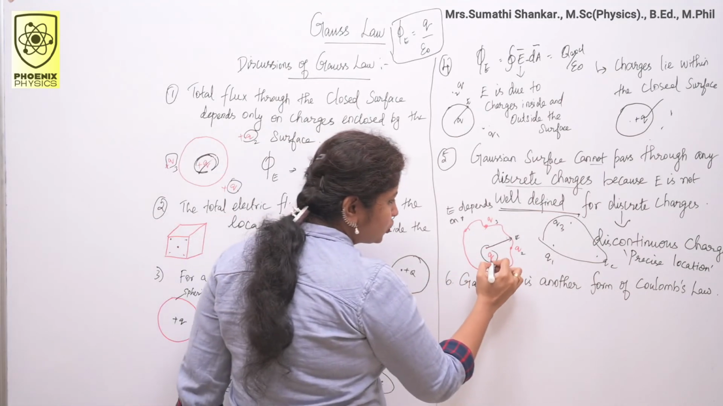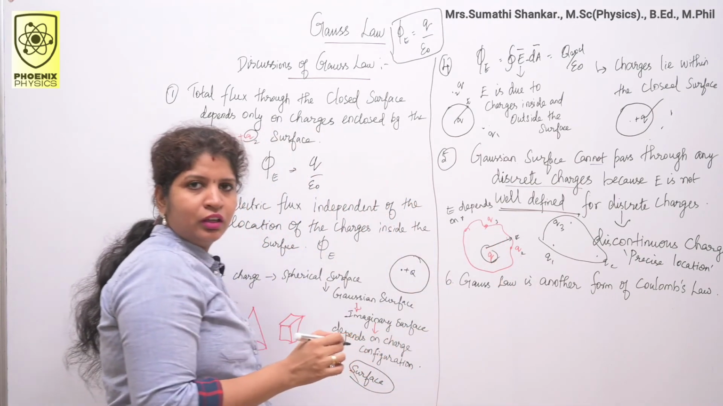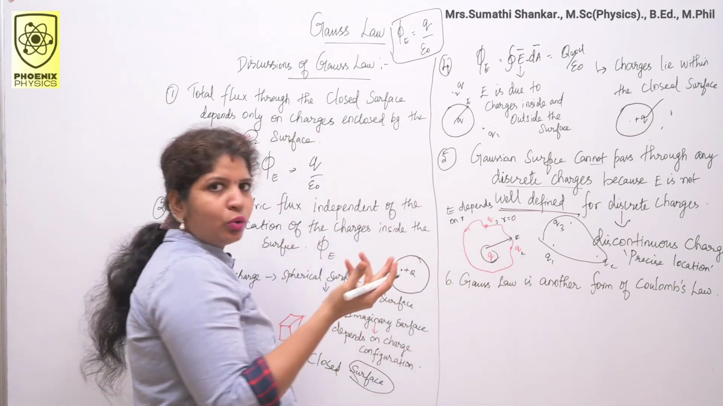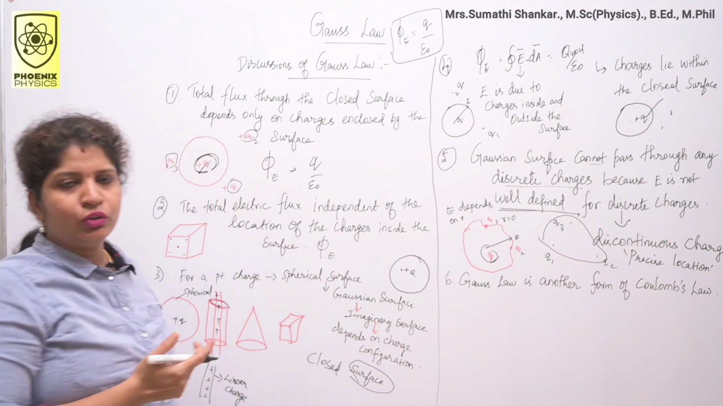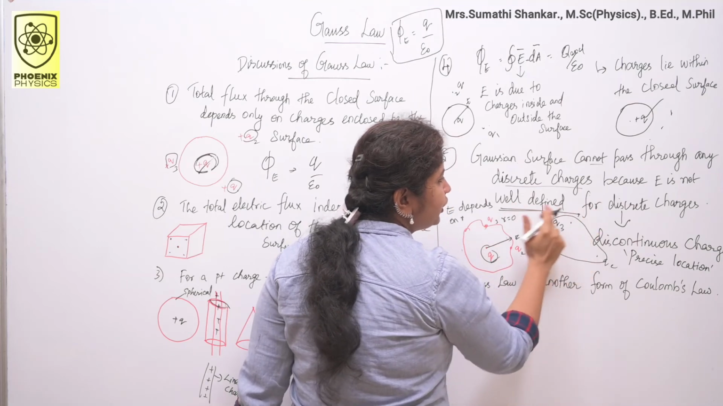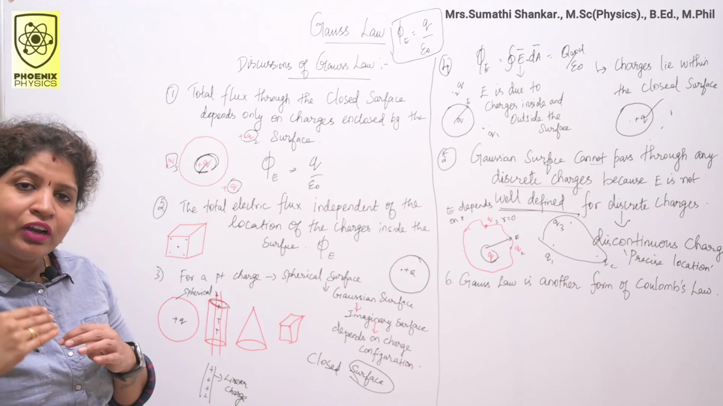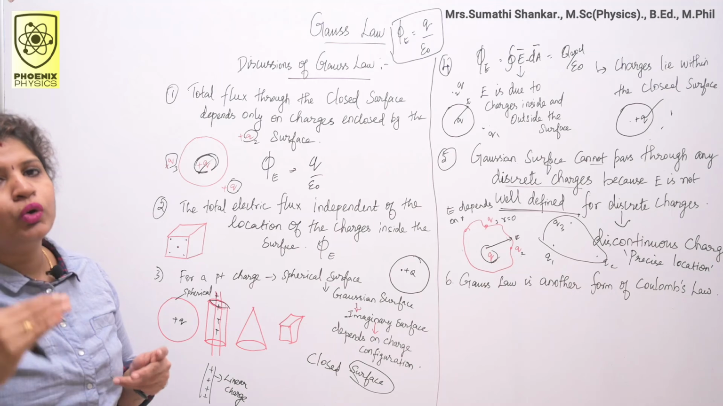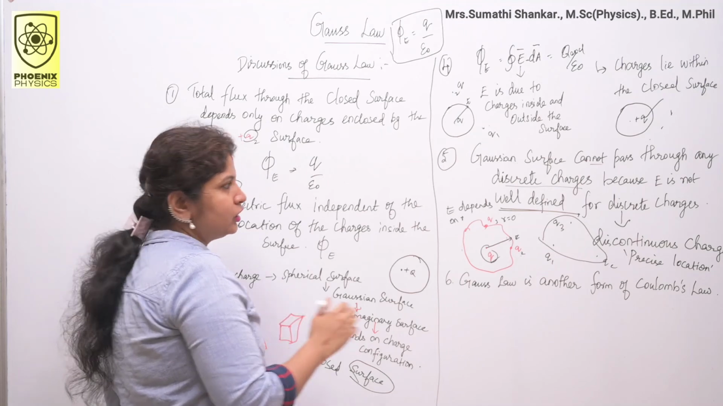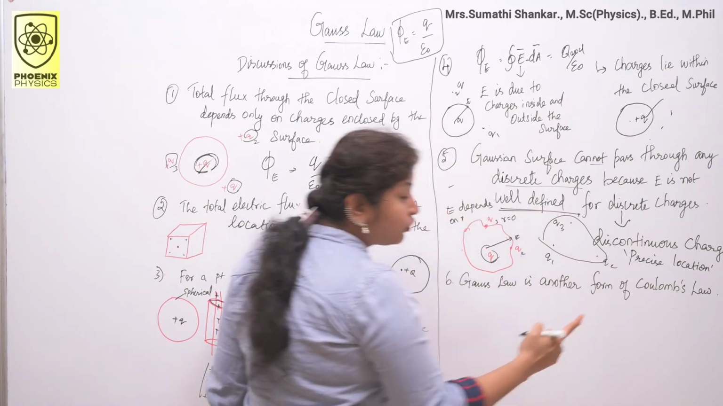Here, for this charge, okay, how do you draw the electric field line for these two charges? Because the distance for these two charges on the surface is zero, we cannot calculate the E value. That is why I said E is not well defined for discrete charges, or we can say E is not well defined at the location of charges. This is the meaning.